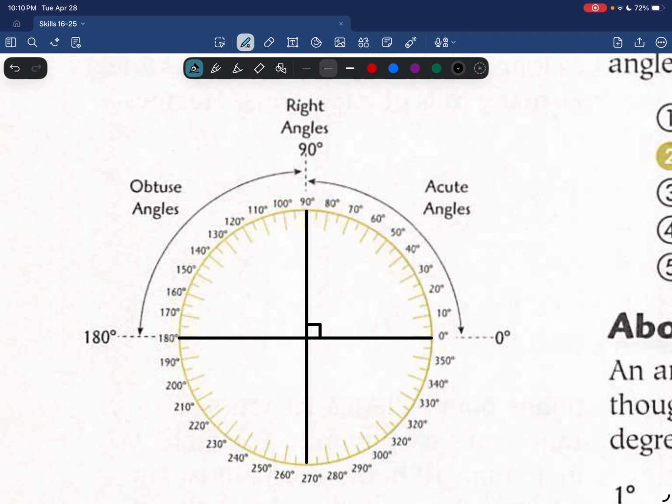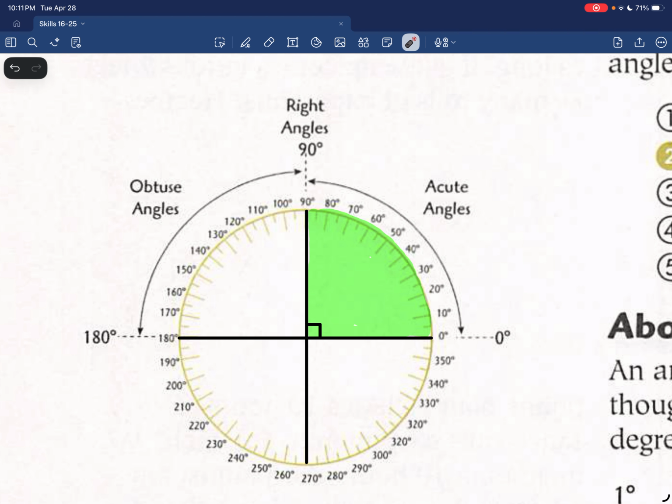Anything in this sector is an acute angle. An acute means that it's between 0 and 90. Even 89.9 is acute. Anything in this green area is acute. And I told them to remember these are small angles. Anything less than 90, that's a cute little angle. It's tiny. It's a cute little angle.